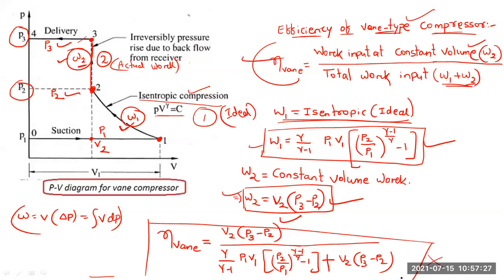Again, no need to remember this formula. Just remember the formula of work done. In the question, you calculate the isentropic work, that is W1. You calculate the constant volume work, that is W2. Then you apply this formula, W2 by W1 plus W2, and you will get the answer. All right, so this is all about vane type compressor. Tomorrow, one problem we are going to discuss regarding this vane type compressor, and then we will discuss the last one, that is the Lysholm compressor, and we will complete this topic.